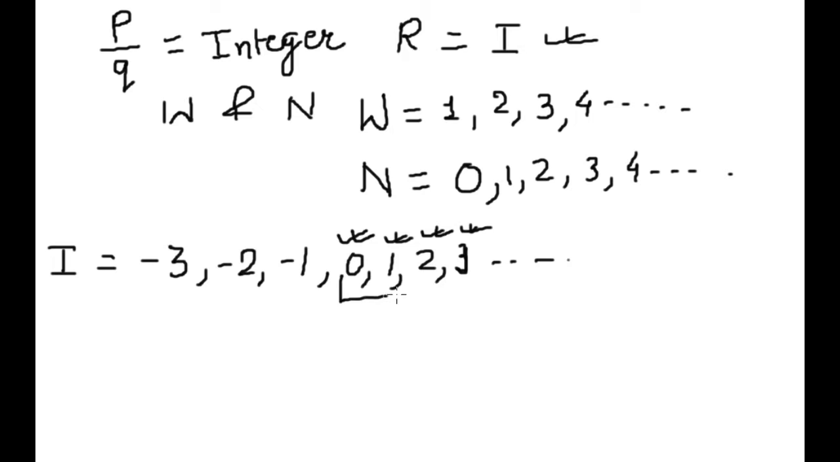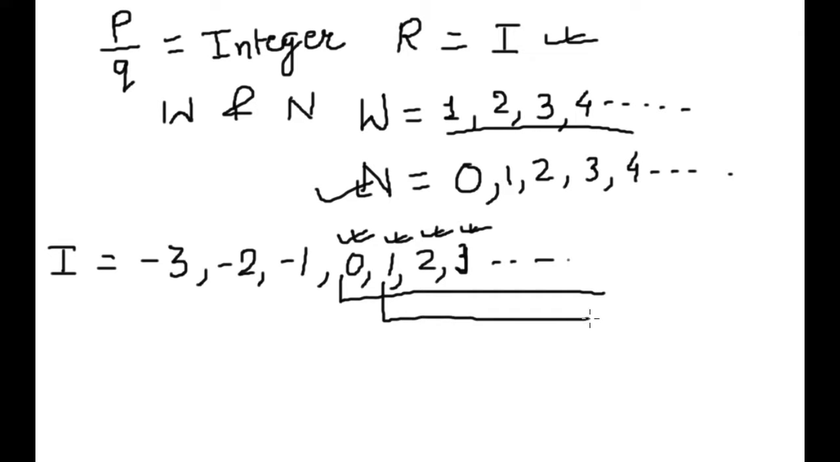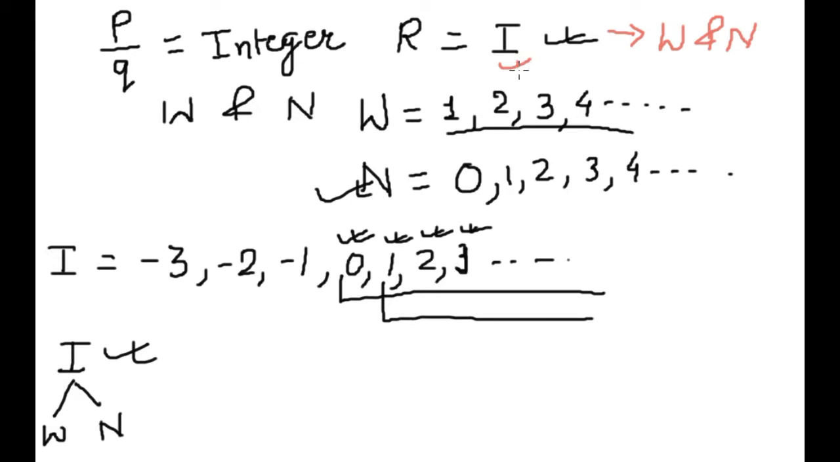So these numbers starting from 0 are natural number, and these countable numbers, that is 1, 2, 3, 4, starting from here, is whole number. So integers also contain whole number and natural number. It's including whole number and natural number. So rational number is also directly related with whole number and natural number, because integers are including whole number and natural number.